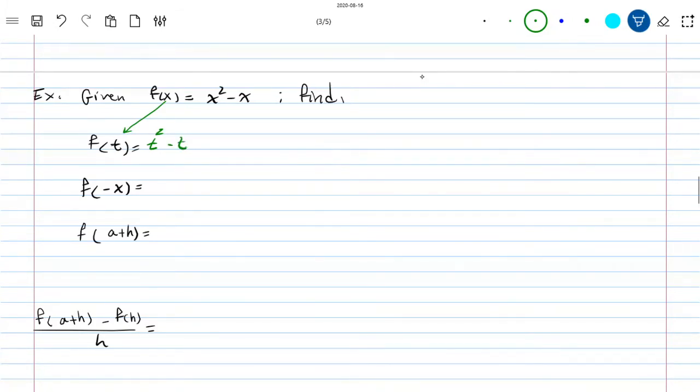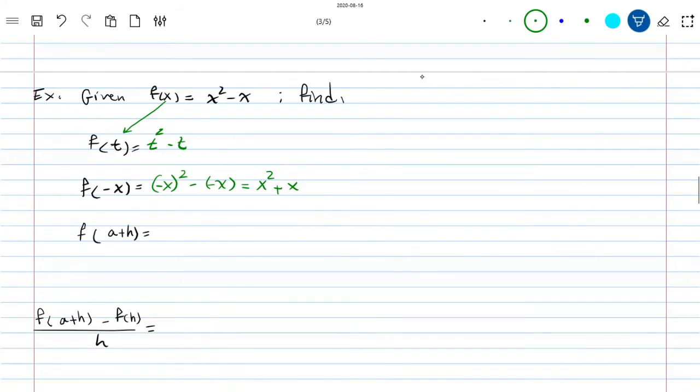This is just to show you that it doesn't always need to be the variable x. Sometimes you use t, sometimes you use v, u, whatever. Sometimes the function is an expression based on time, so they normally use t for it. What is f of negative x? That means every time you see x, replace it with negative x. Negative x squared minus negative x. Just make sure that you use parentheses. You can simplify it. Negative x squared is x squared, minus negative x is plus x. So this would be the function.